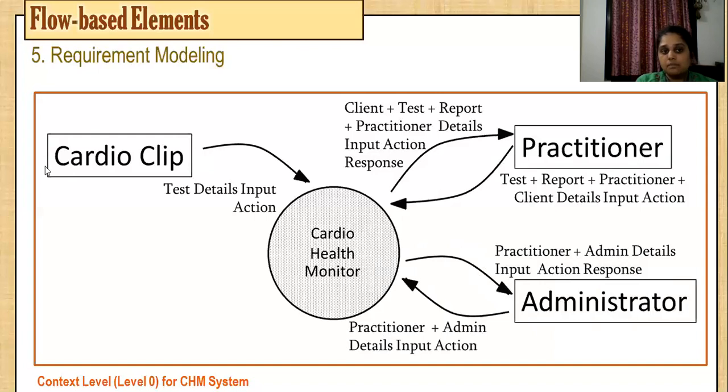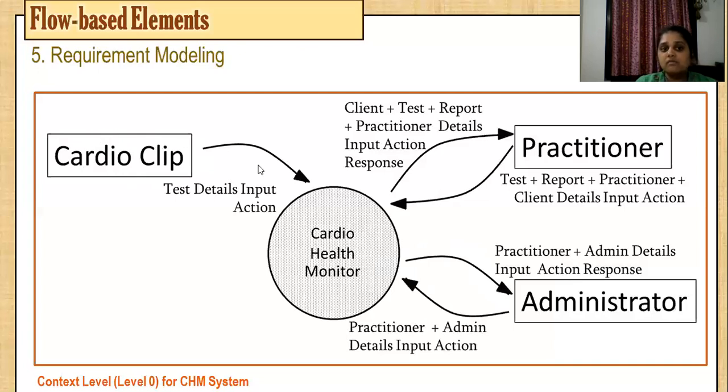Next is the cardio clip. Now the cardio clip is something which is worn by the client, and it is taking measurements and giving them to the software. So remember, the cardio clip is used only for giving the input details, but there is no response coming back to the cardio clip.